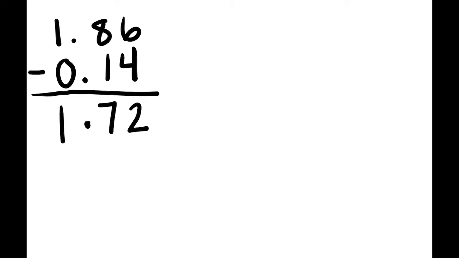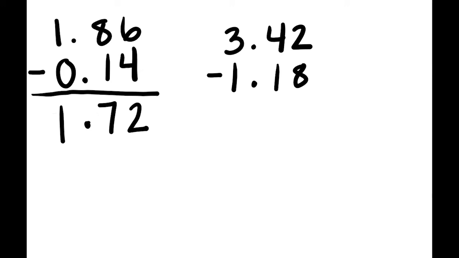Okay, so now let's go ahead and do one that does have a trade-in, that does have some borrowing going on. Let's do 3 and 42 hundredths minus 1 and 18 hundredths. So now we see that in our smallest category, in our hundredths place, we do not have enough hundredths in order to complete this subtraction. We're asked to take away 8 from 2.